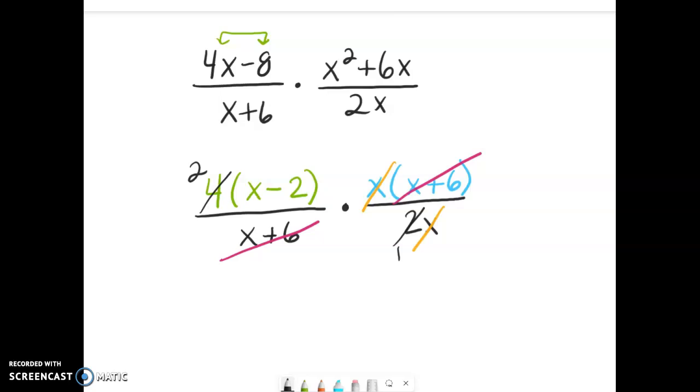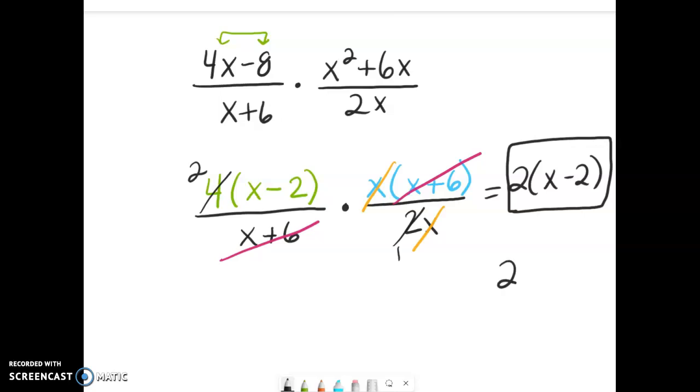So now I see what is left. I have 2 times x minus 2. So this would be my answer. I can write it like this, or I could redistribute the 2 and write it like this. So either of these would be correct.